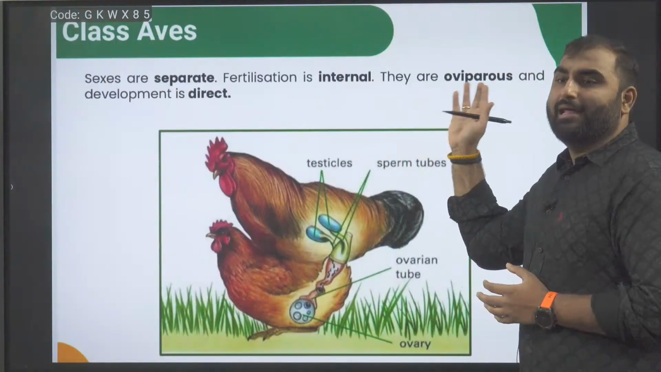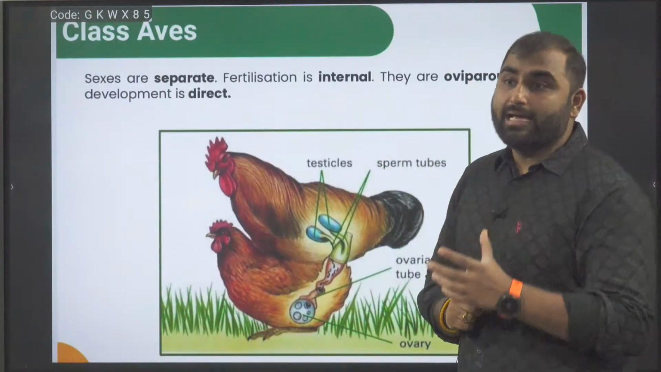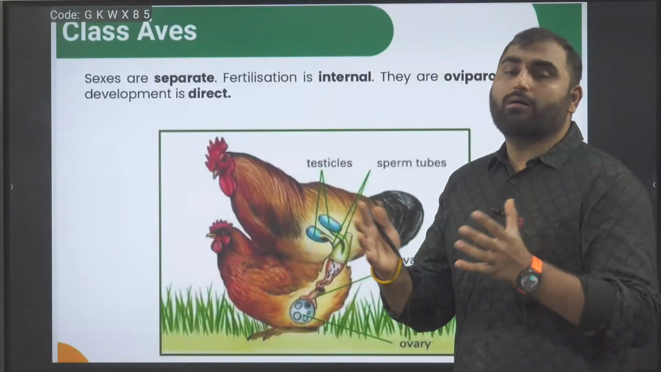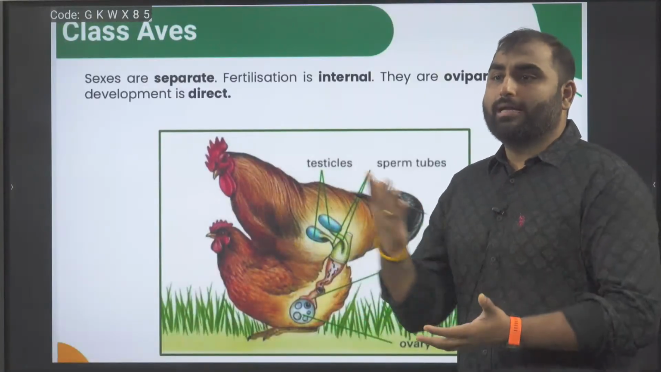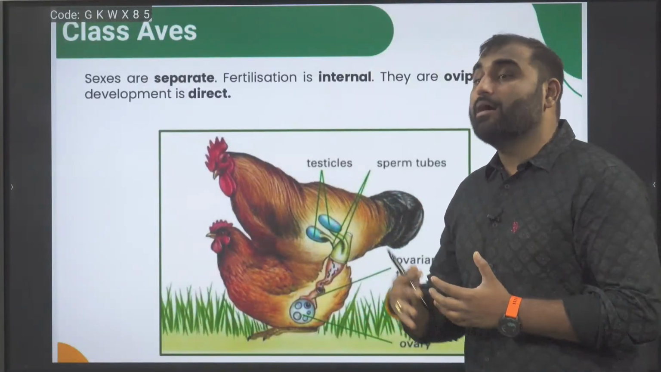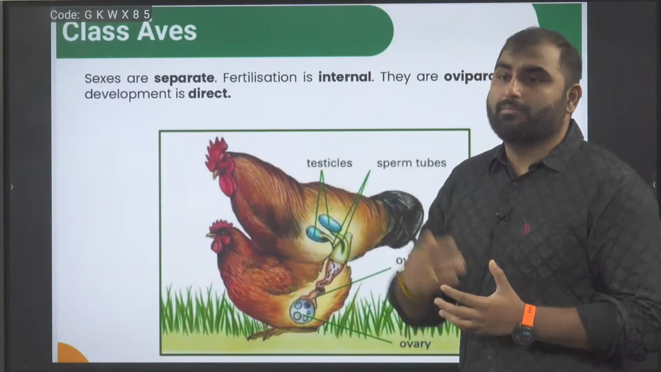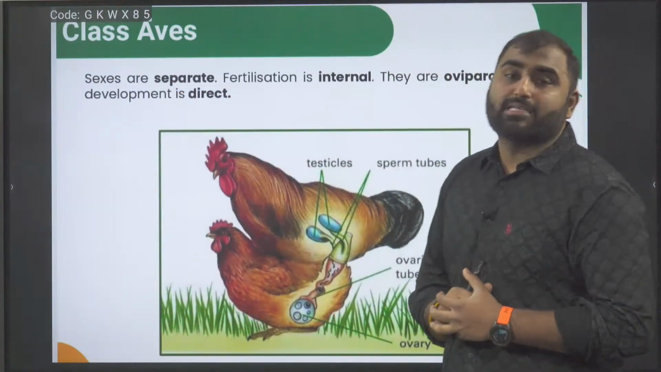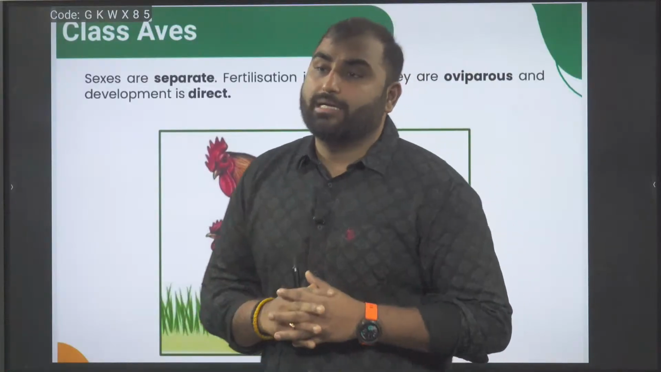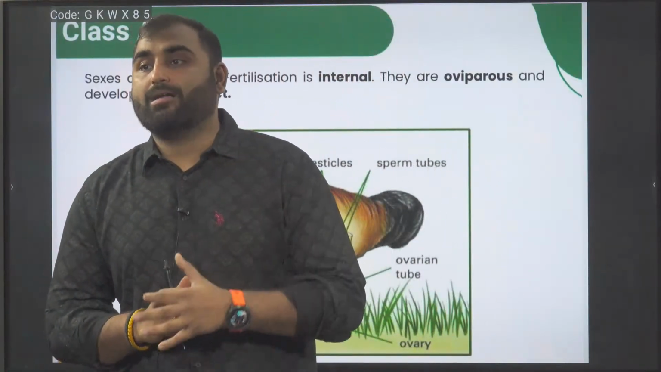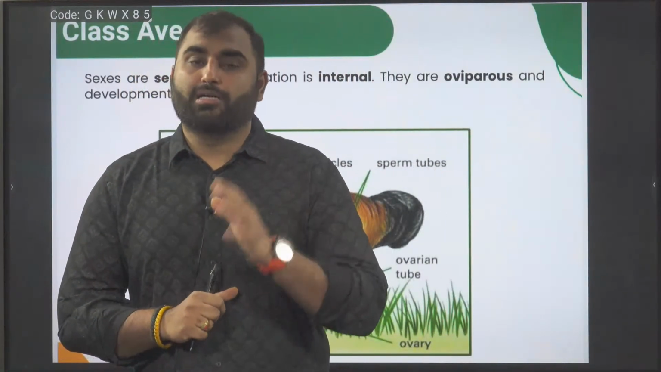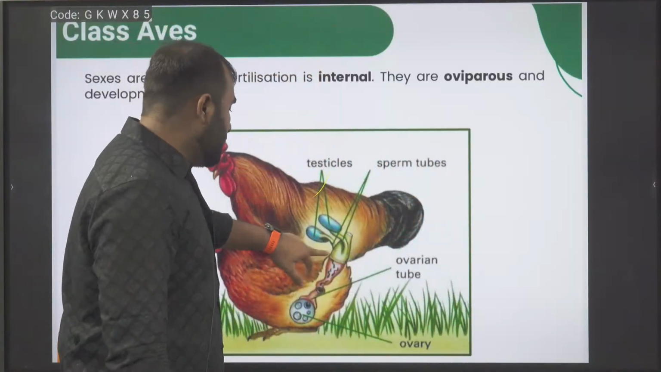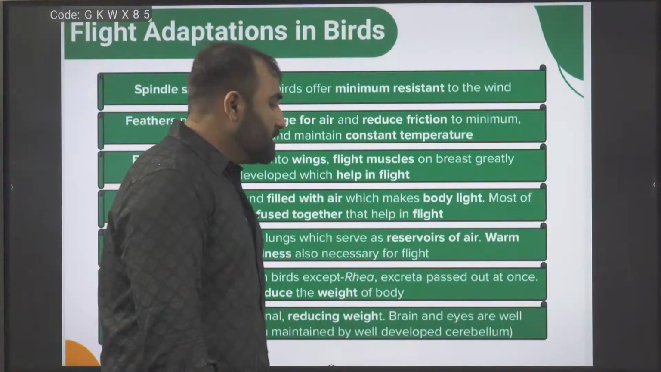And then the female lays the eggs. The egg will develop. Inside the egg there will be an embryo. The embryo will develop into a young one that will hatch out and come. So what comes out of the egg? A young one resembling an adult comes out. So we say development is direct. And since eggs are laid, we say they are showing oviparous condition. Which condition? Oviparous condition is seen in birds. Are we clear with reproduction, guys? Yes? Okay. So that is about birds.